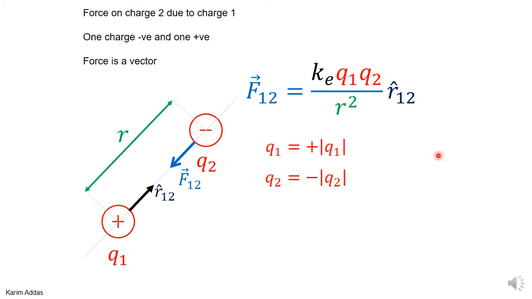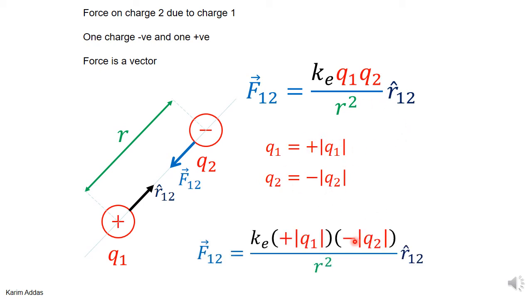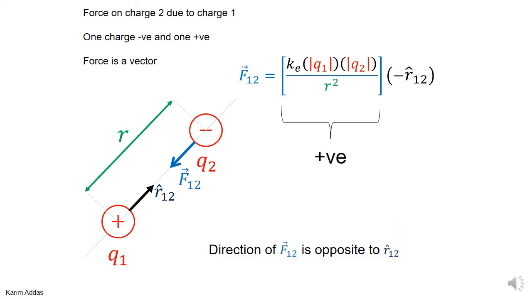We can see how this works. When you put Q1 with its sign, Q1 is positive, so it's plus magnitude of Q1. Q2 is a negative number, so we can write it as minus magnitude of Q2. If you plug these two back into the formula, you'll see you have a minus and a plus, and that means you have an overall minus sign that will go outside. We can bring it outside. We're left with this minus sign outside.